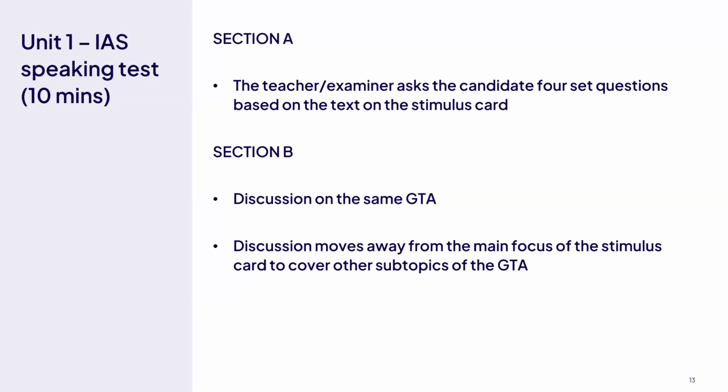So section A is that 4 questions on a card, and section B is a discussion on the same general topic area. So we saw those subtopics. Each of the cards will be set within one of the subtopics, and then you discuss the same general topic area for the first part of section B, and then the discussion moves away from the main focus of the stimulus on the card to cover other subtopics of the general topic area.